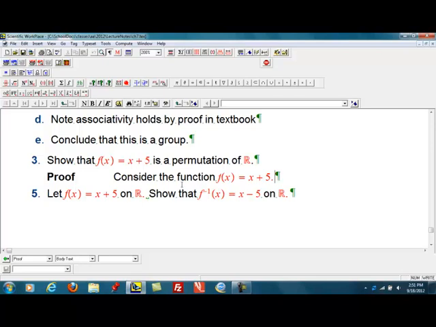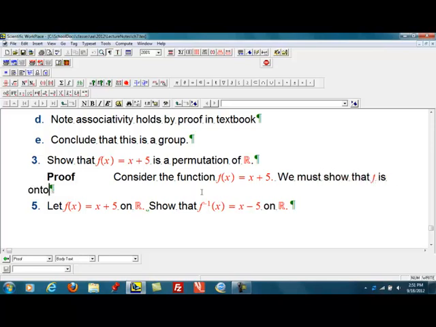Okay, so consider our function f of x equals x plus 5. How do we show that it's onto? Yeah, that's what a permutation is, one-to-one and onto. It's a bijective function from the set onto itself, and so it's going from the reals onto the reals.